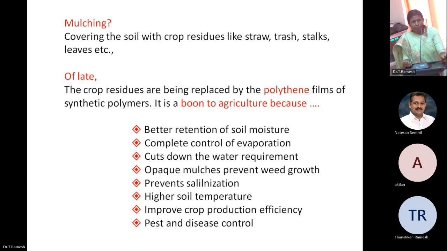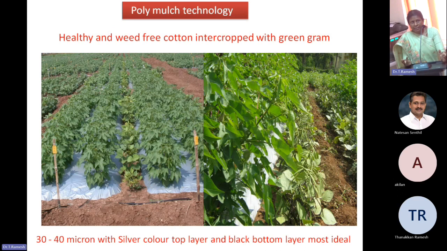You can see how healthy the crop is under polyethylene mulching with an intercrop. In the interspace also, we have grown a green gram crop. Both crops, cotton as well as the pulse crop, are very happy under this system. We have standardized 30 to 40 micron with a silver top layer and black bottom layer as most ideal. Silver color is for the reflective action, and the black bottom is to enhance mineralization. Even without it you can use it, but the effect is more under this dual color mulching.